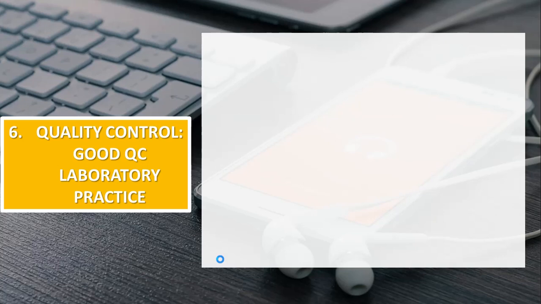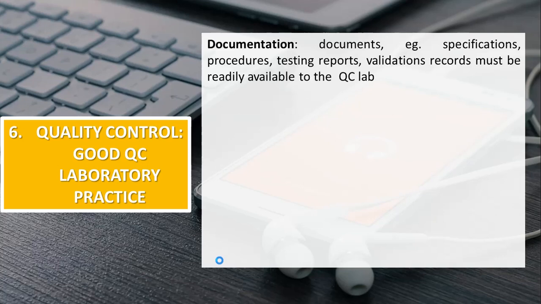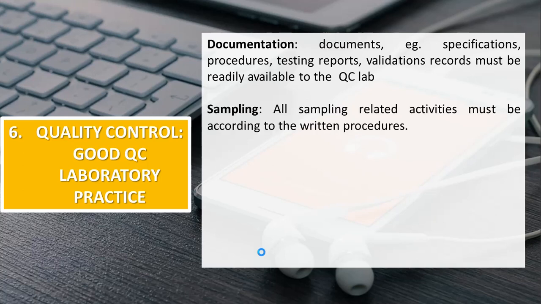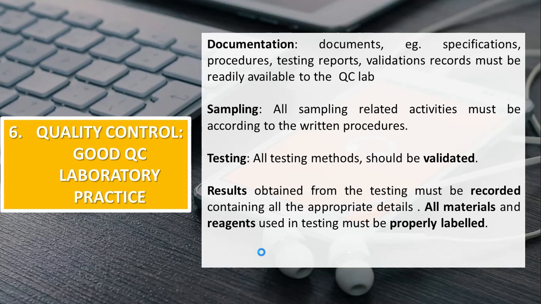Important documents such as the specifications, procedures, testing reports, and validation records must be readily available to the QC lab. Meanwhile, all sampling-related activities must be carried out according to the written procedures. All testing methods used must be validated, and the results obtained from the testing must be recorded in detail. All reagents used in the analysis must be properly labeled.